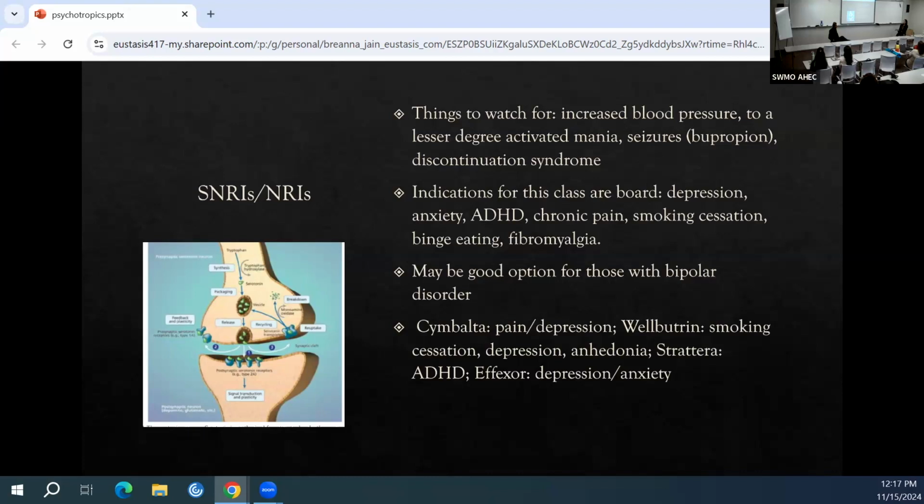But with blood pressure, I would say it's very few and far between that I do not see a patient who has some sort of blood pressure spike with starting an NRI. Why would they have a blood pressure increase? Noradrenaline. Right, so it's inevitable. Additionally, there's a slight risk of activated mania.